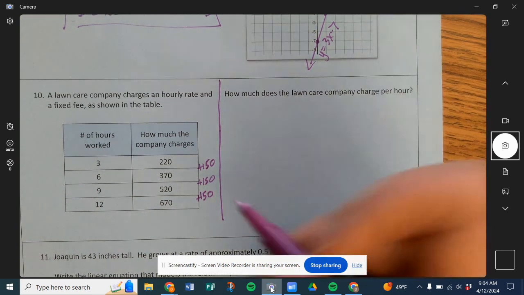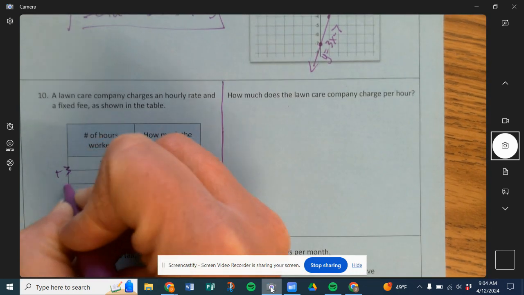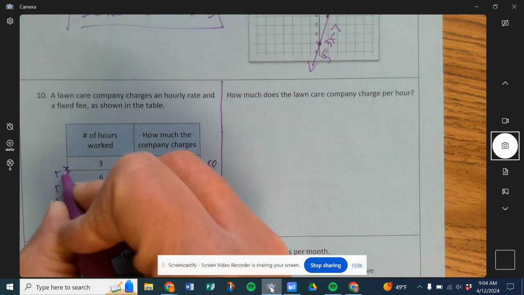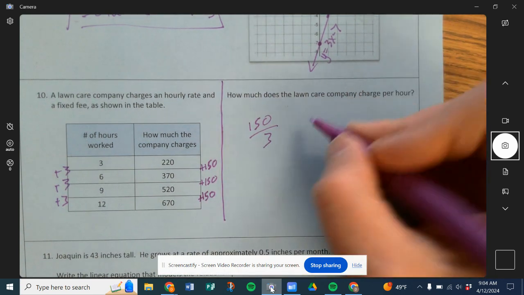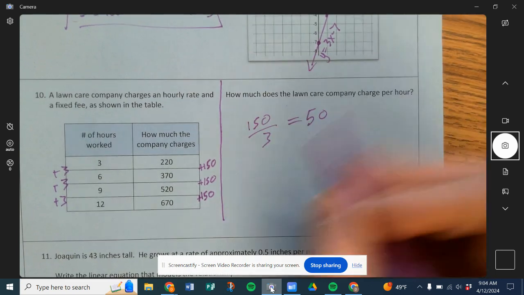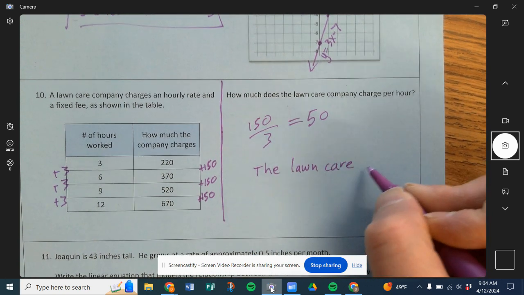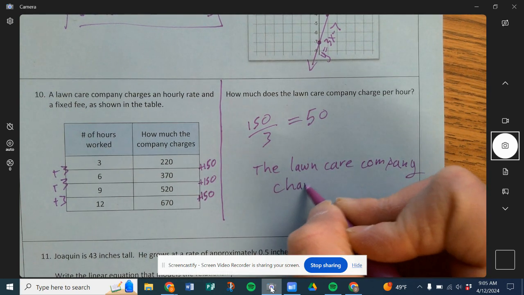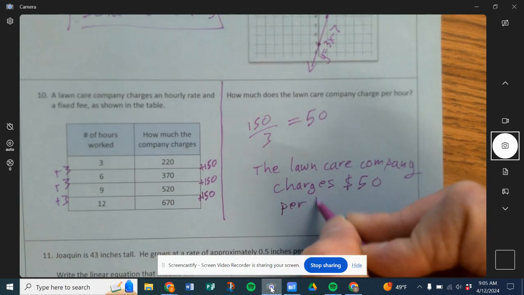So you might be tempted to think, oh, 150, I'm done. However, these are going up by 3s. So what this actually means is that they make $150 per 3 hours, okay? So what you got to do is you got to take that 150 and divide by 3. That gets you to $50. So the lawn care company charges $50 per hour.